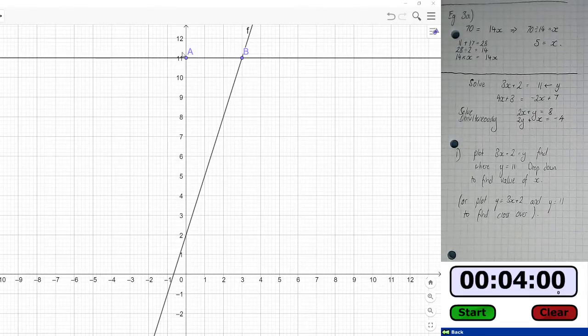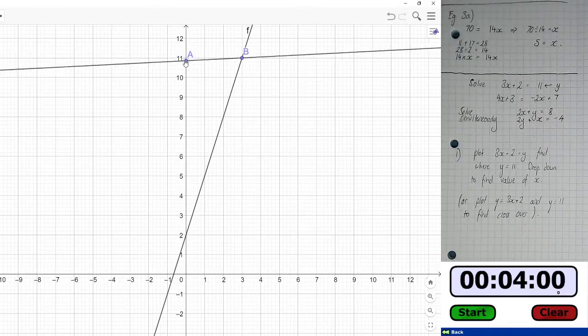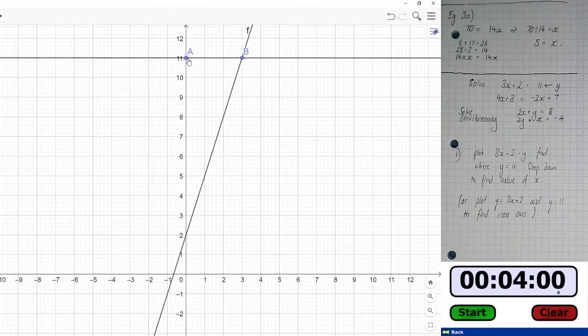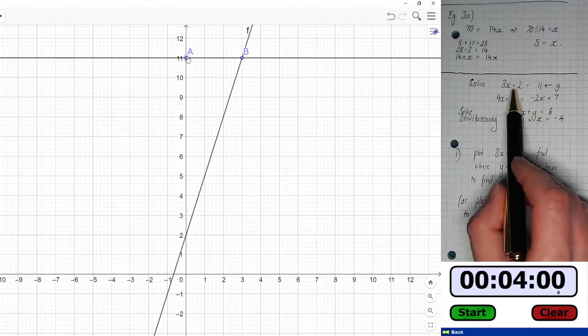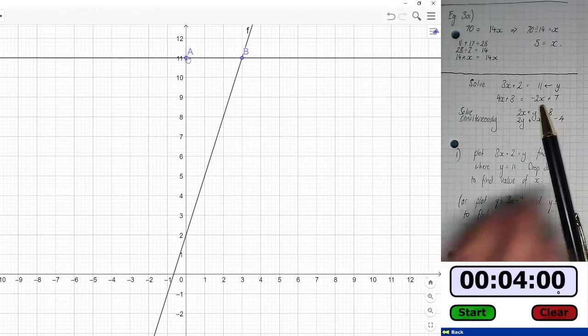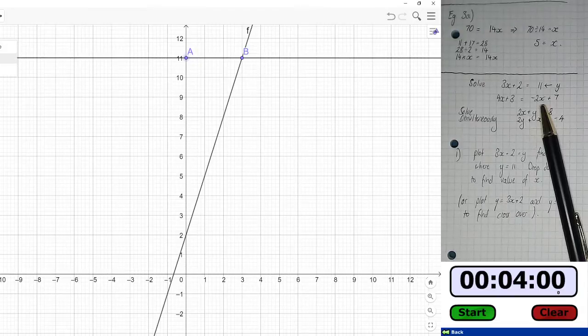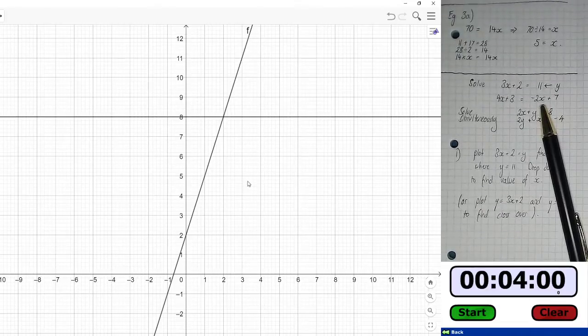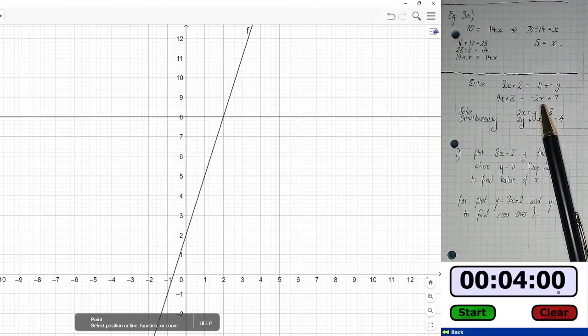Because we could change the value that we have got our equation equal to. We could change this from being 11 to being 8. And we would then have to think, okay, if I have a y value of 8, going straight across here, where they cross over will be the point where 3x plus 2 is equal to 8. So that point there.